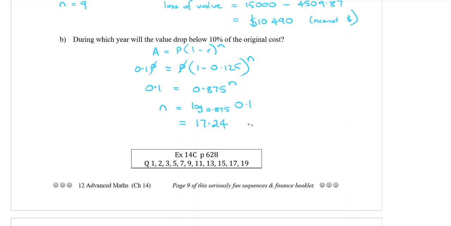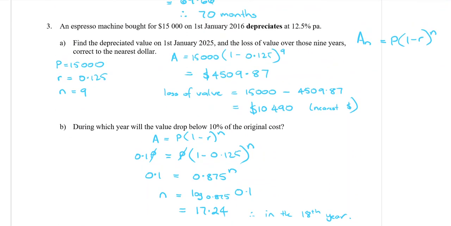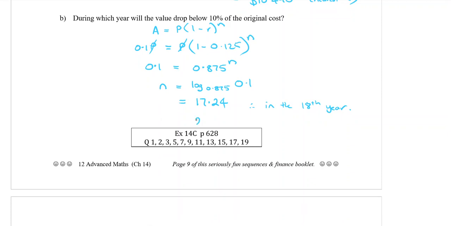So that means in the 18th year. But I could also say that as an actual year because we know we started in 2016. If we started in 2016, what should I do? 2016 plus 18 minus 1, which is 17. So you're adding on your 18, but it's always one less than that. So it's the year 2033. That's it.